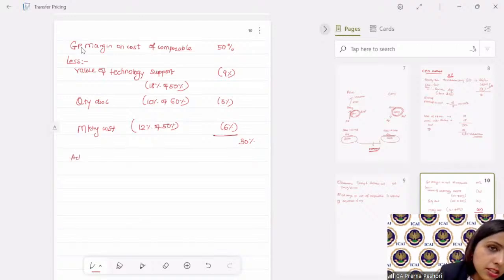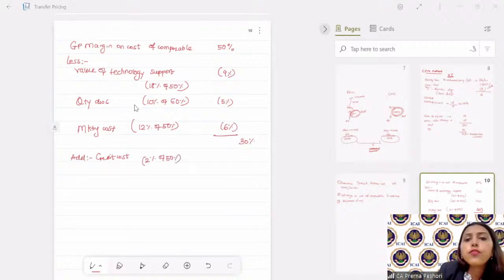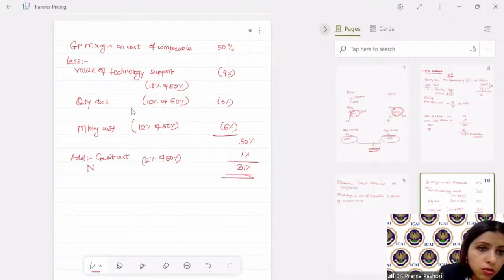add credit cost, which is, they have said is 2% of the normal gross profit. So 2% of 50%, which comes to 1%. So 31% is your normal GP margin on cost.